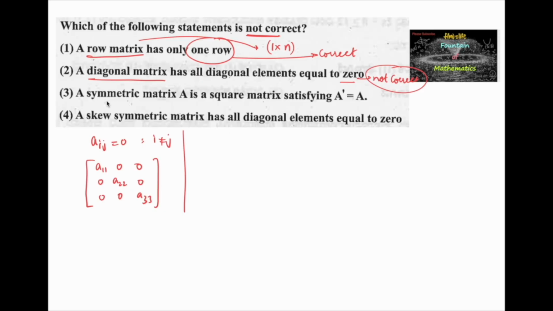And coming to the third option, symmetric matrix. A symmetric matrix is A transpose equal to A, that is A dash is equal to A, which is correct.